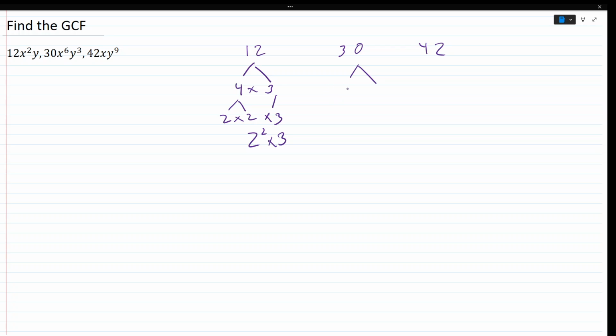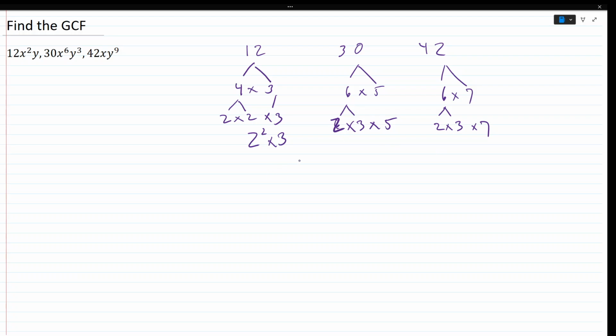30 we could think of as 6 times 5, and the 6 can be broken down to 2 times 3 times 5. And then the 42, that would be 6 times 7, which is 2 times 3 times 7. So this is the prime factorization of those three numbers. Now the GCF has the factors that are common to all three of them, raised to the lowest power that occurs in any one of them.